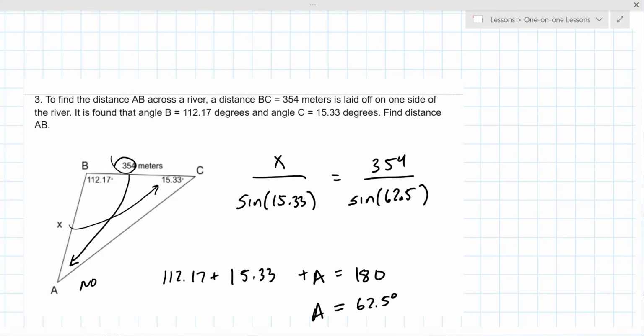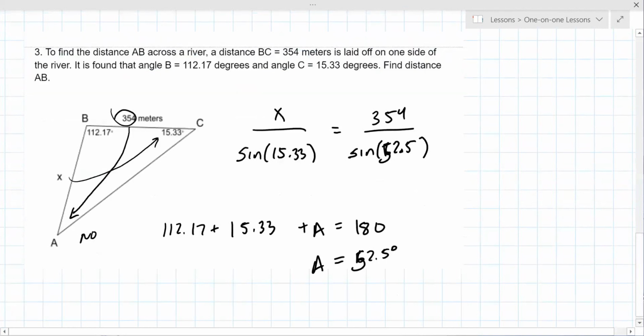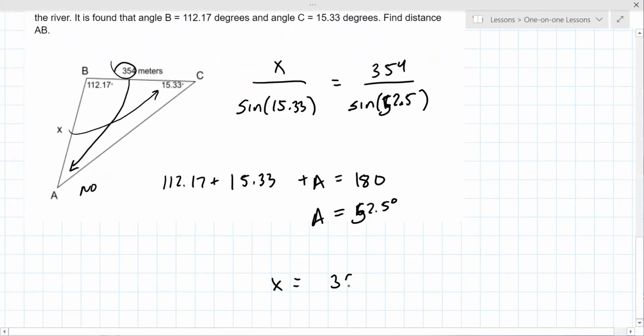Is that what you got? I add them up, I get 127.5. Oh, that's right. That's right. So it's 52.5 degrees. So that's what goes up here in this position. And then when you solve for x, x is 354 sine 15.33 over sine 52.5.